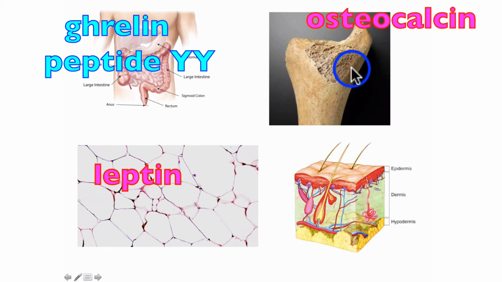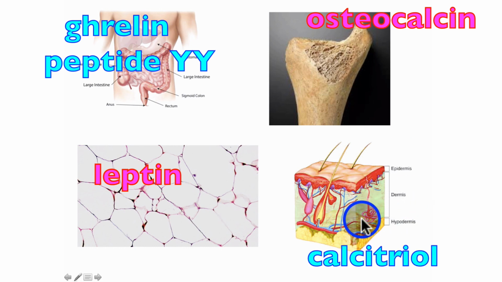Bone releases signaling molecules into the blood, so that means it releases hormones. The hormone it releases is osteocalcin, which enhances the secretion and action of insulin. And the skin is also involved in producing calcitriol, otherwise known as vitamin D3, and that's initiated by sunlight and then completed in the liver and the kidneys. So there are a whole host of hormones that we have yet to talk about, but that is a good primer into the endocrine system.